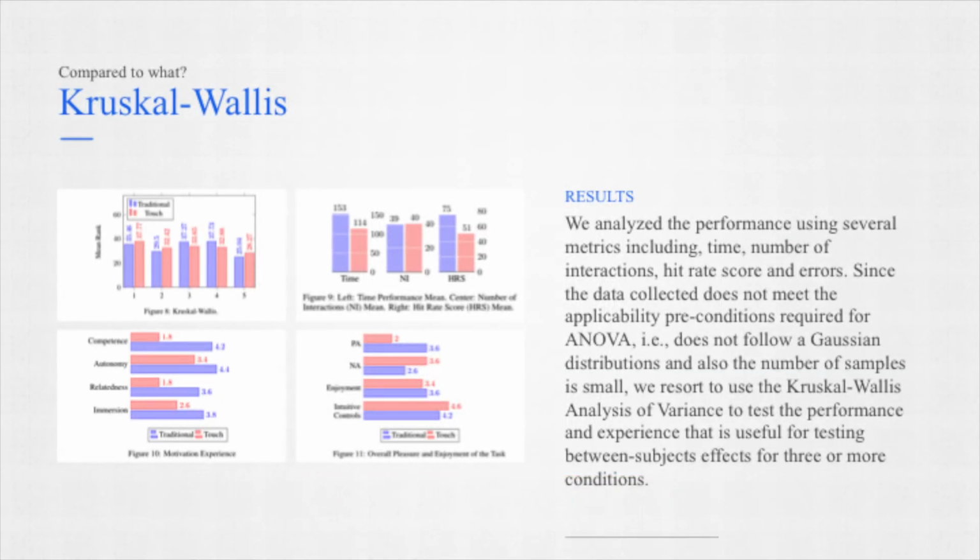We analyzed the performance using several metrics including time, number of interactions, hit rate score, and errors. Since the data collected does not meet the applicability preconditions required for ANOVA, where data does not follow a Gaussian distribution and also the number of samples is small, we resorted to the Kruskal-Wallis analysis of variance to test the performance and experience, which is useful for testing between-subjects effects for 3 or more conditions.